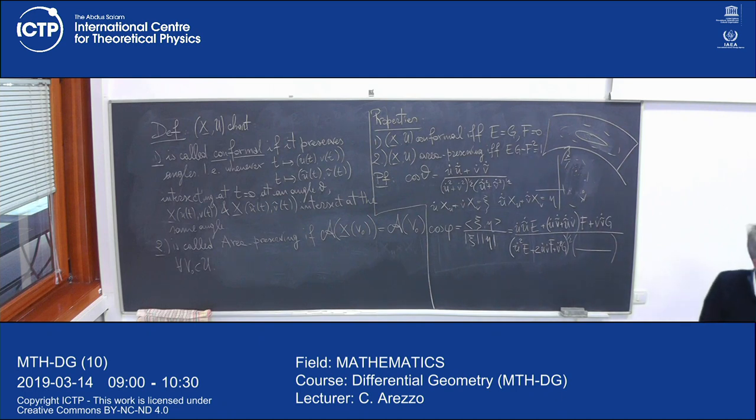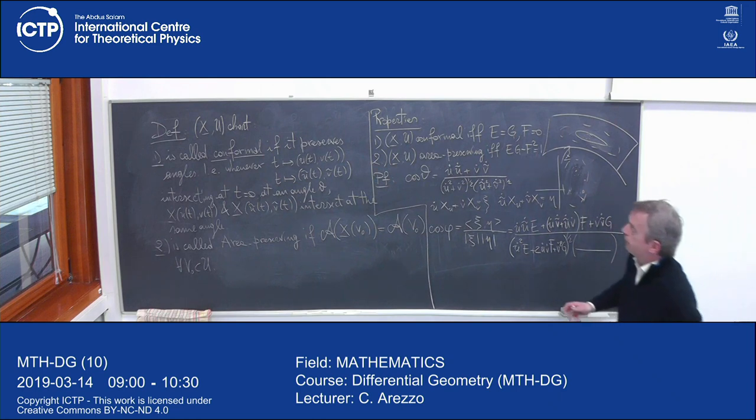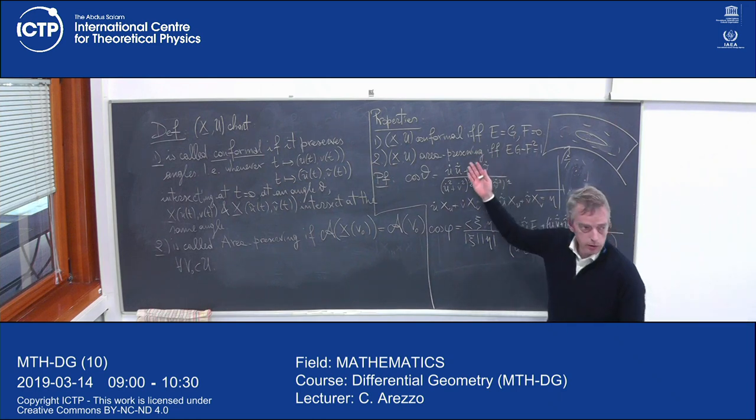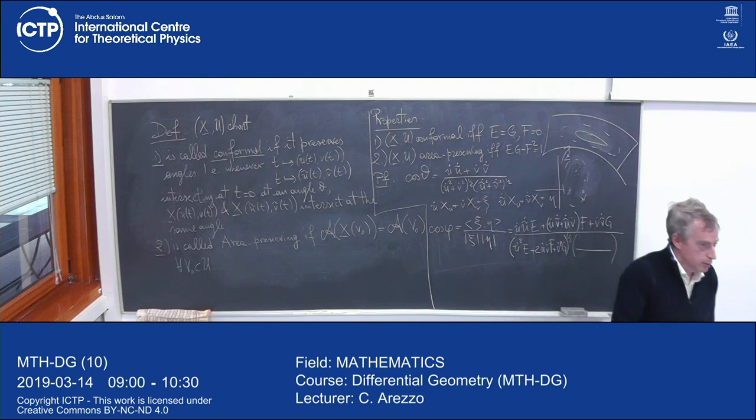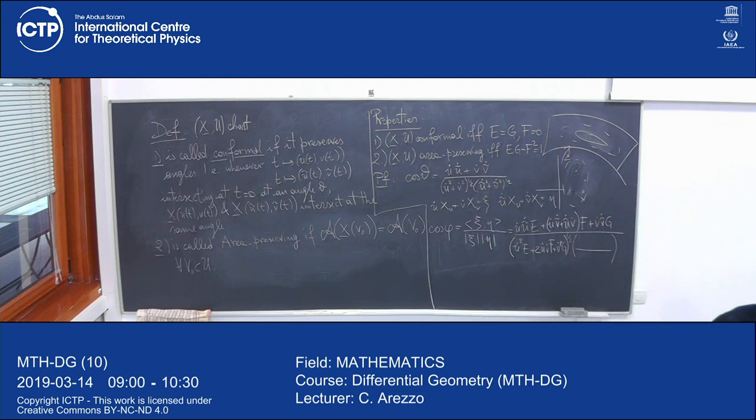Okay, we will play a little bit with some exercises. Of course, the obvious question is, but do they exist? I mean, can we produce interesting examples of conformal maps or area preserving maps which are not isometric? Because otherwise, actually, you know already many of them. For example, the stereographic projection from the plane to the sphere or vice versa is a conformal map, which of course has no hope of being an isometry.